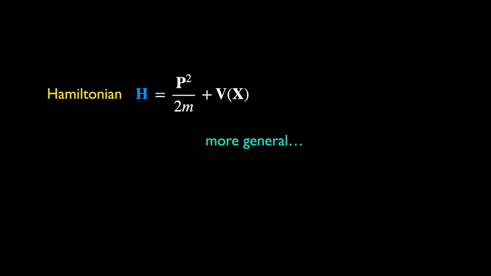For example, we could include in the Hamiltonian the potential energy of the particle when the particle is moving through an external field. In other words, we simply identify the Hamiltonian of a system with its total energy.